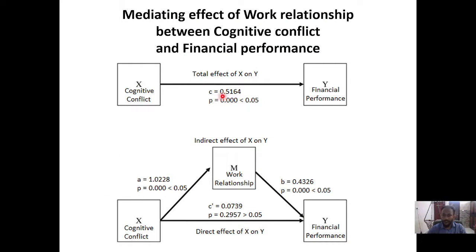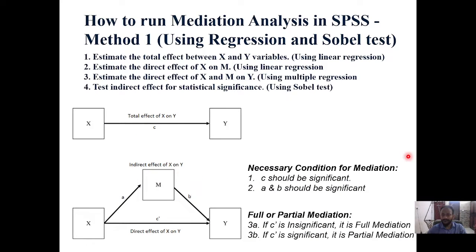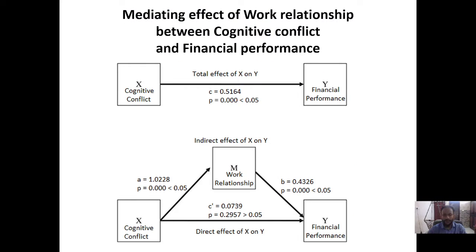The total effect is also significant. The indirect effect is also significant. And I can also see that the total effect, earlier it was significant, but now the direct effect of X on Y has become insignificant. So technically speaking, I would say that it is a full mediation, right?